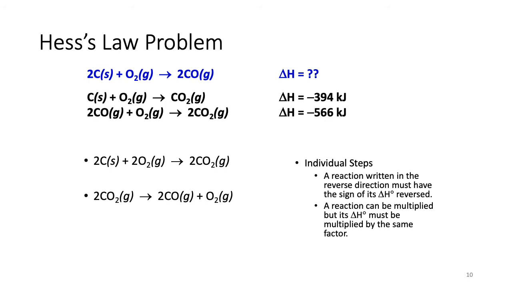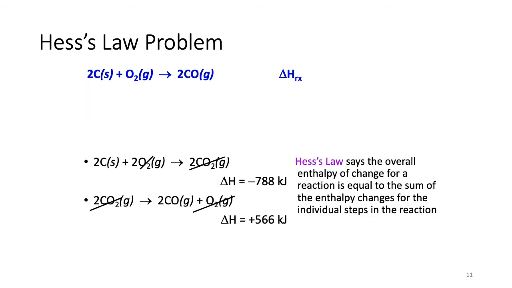So we multiply this equation by 2. So this value needs to be multiplied by 2 as well. So we do that. We flip this equation. My delta H needs to be flipped. After I do that, and only after I have done every single step, I go in and I add my values. And that's what I get.